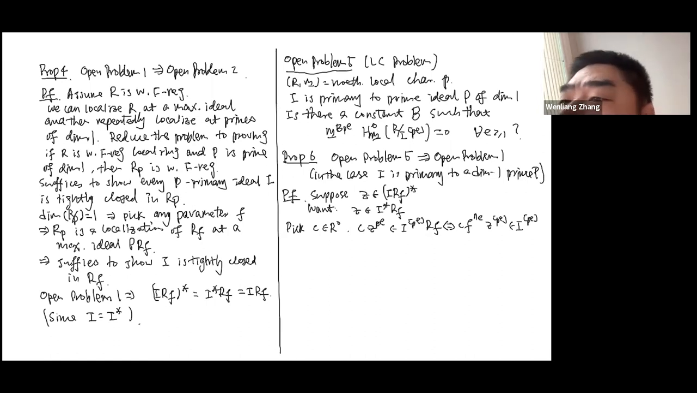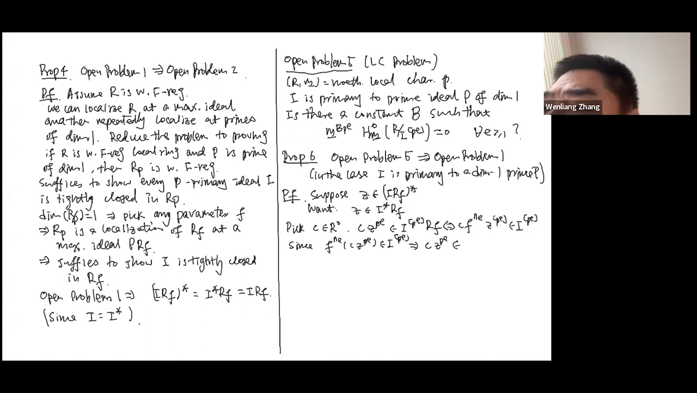All right, so let me rewrite this. F to the N E times C, Z to the P to the E is in I bracket E. This tells me C times Z to the P to the E actually belongs to the zeroth local homology of R mod the Frobenius power, because F is a parameter.